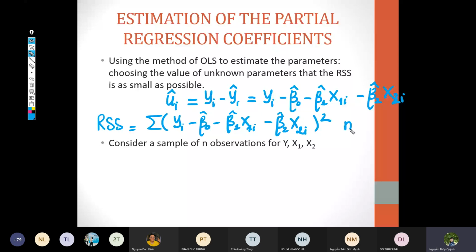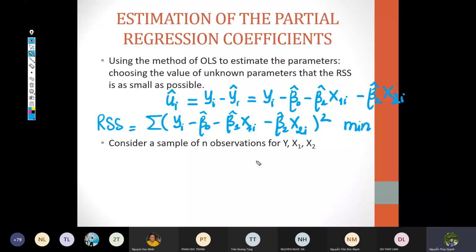What will we do here? Do you still remember how we find the values of beta 0 hat, beta 1 hat, and beta 2 hat that minimize the RSS? We use derivatives. Yes, so we take the first derivatives of the RSS with regard to beta 0 hat, beta 1 hat, and beta 2 hat. Correct. All right, what do we have here?